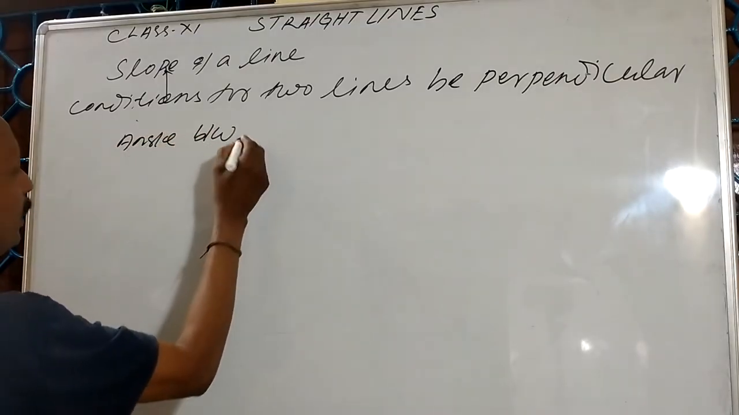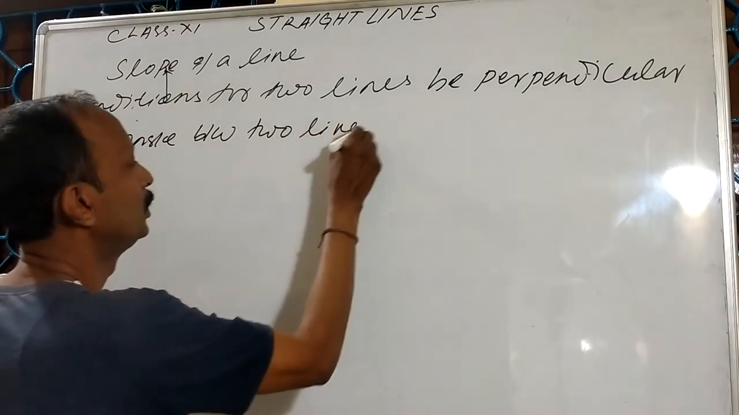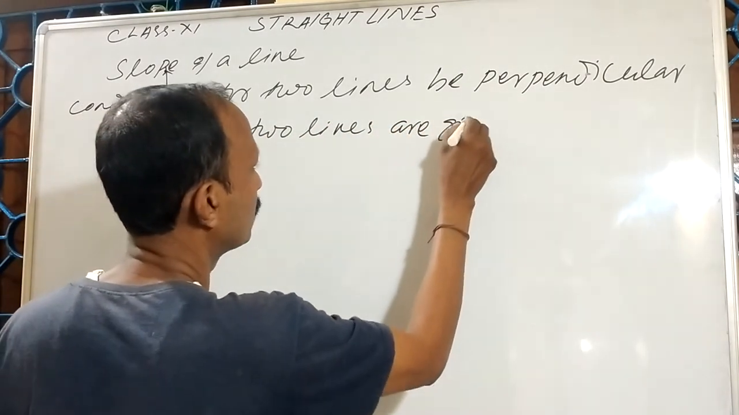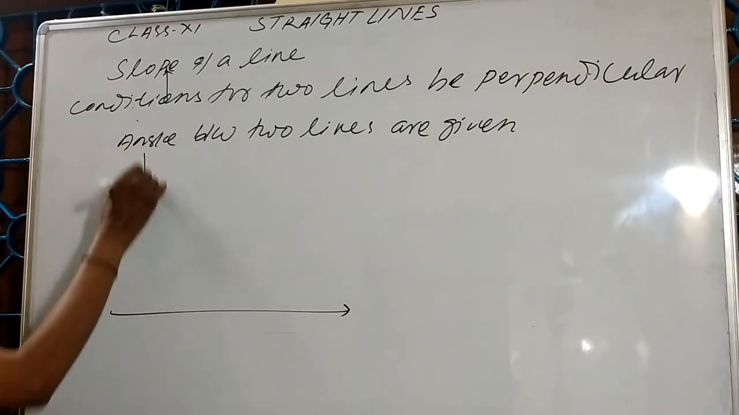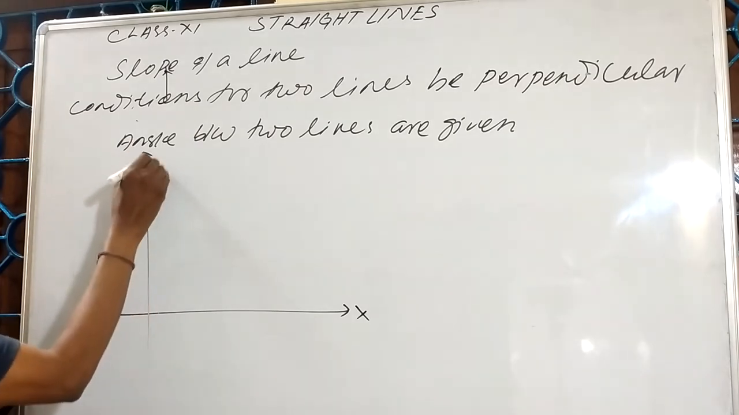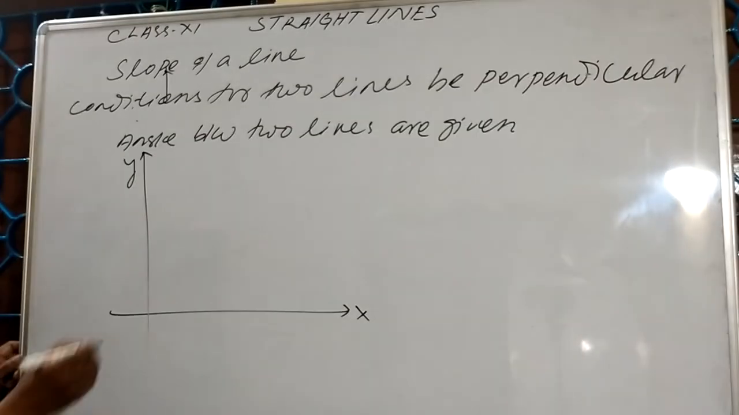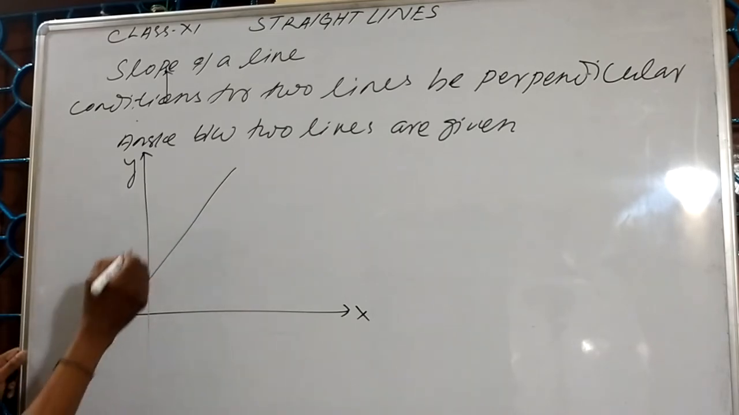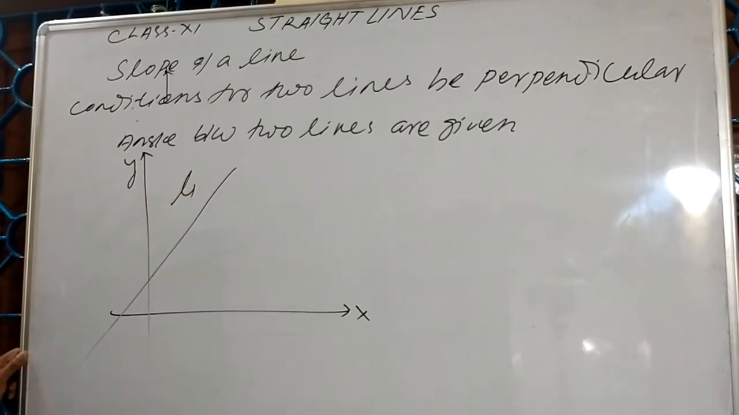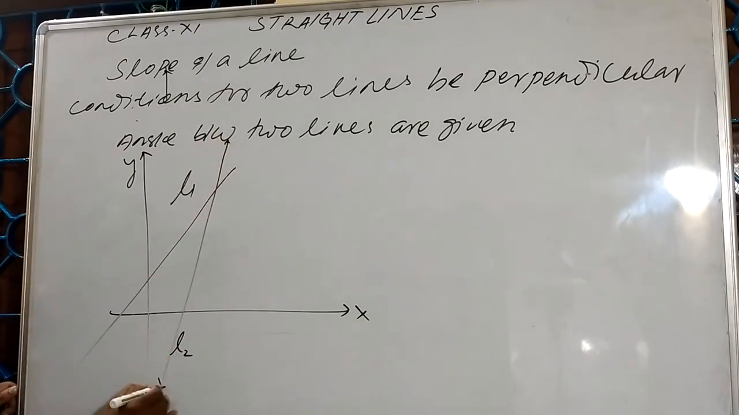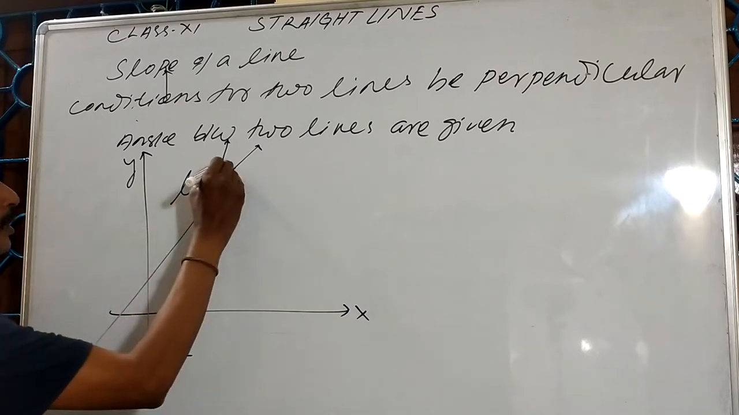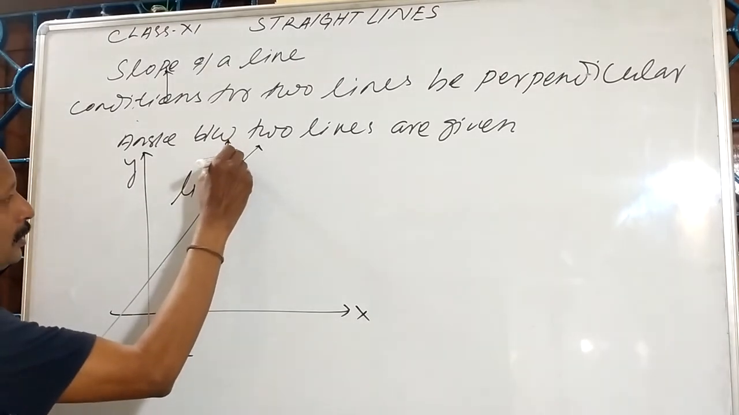Angle between two lines is given, how to determine the slope. So like the previous, this is the x-axis, this is the y-axis. This is the line, I can say this is the line L1. You draw one more line, let it be line L2. So definitely, they are making one angle. This angle is equal to theta.